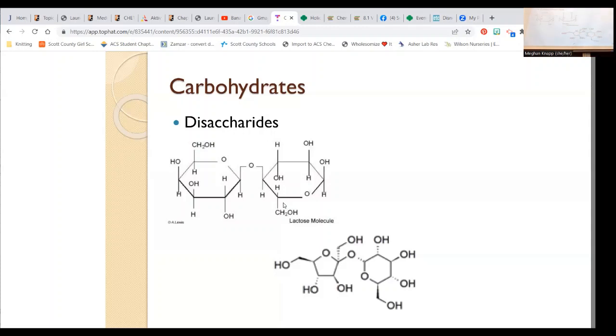Anybody ever heard of fructose before? Some people know, some people yes. So fructose is kind of easy to remember because it comes from fruit. So the fruit can tell you where it comes from. And it's very common in honey, which has a lot of fructose in it.